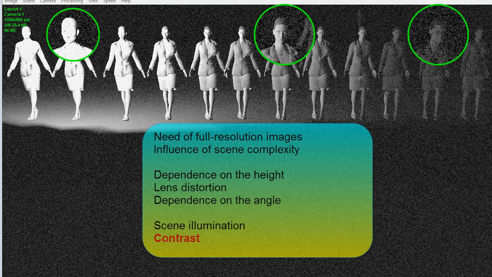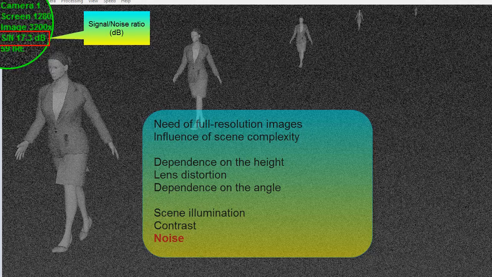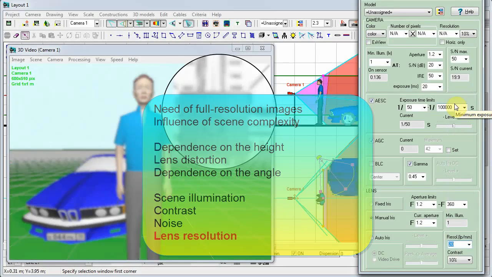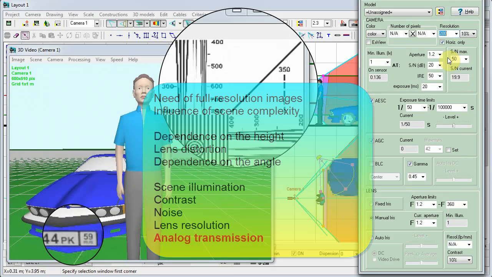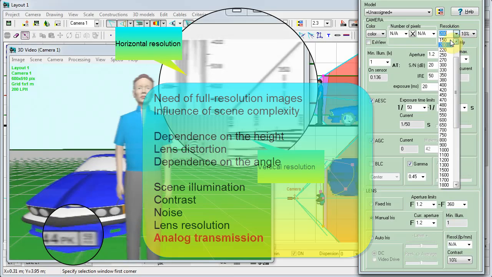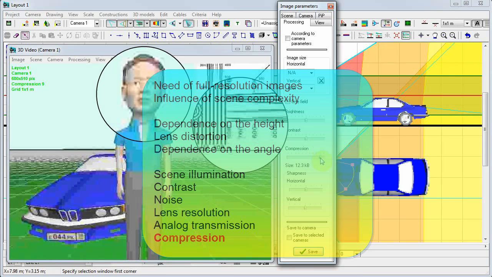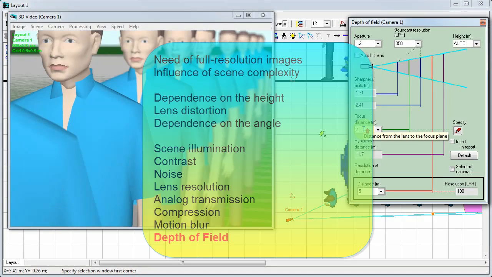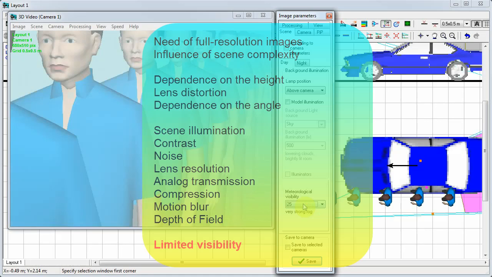contrast, noise, lens resolution, loss of resolution during analog transmission, compression, distortions due to movement of the target or the camera itself, depth of field, limited visibility.